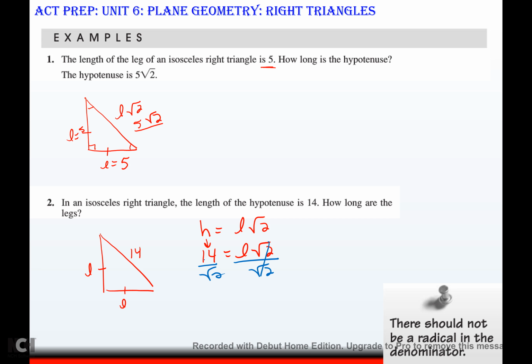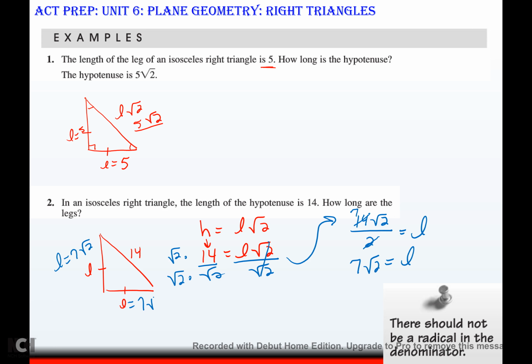You don't leave an answer with a radical in the denominator, so I have to rationalize that. So I'm going to multiply the top and the bottom by the square root of 2. That gives me 14 square roots of 2 over 2 equals the length of my leg. 2 goes into 14 7 times, so the length of my leg is 7 square roots of 2. So each leg is 7 square roots of 2, and the hypotenuse is 14.